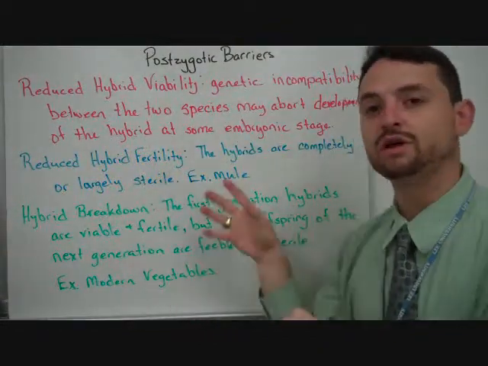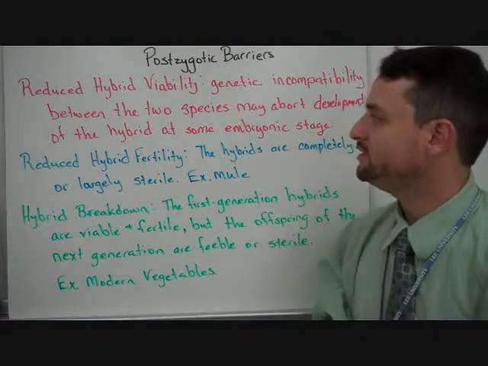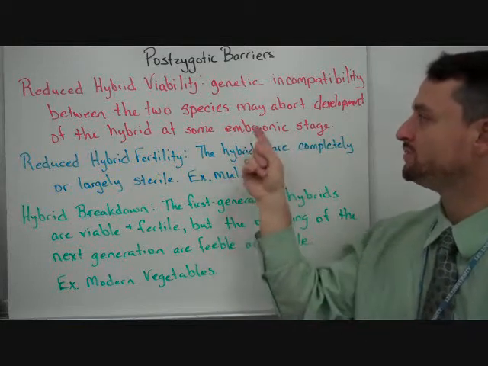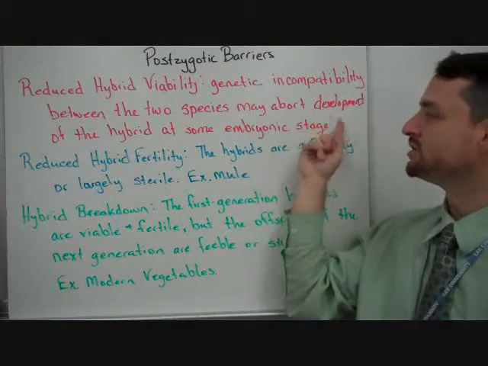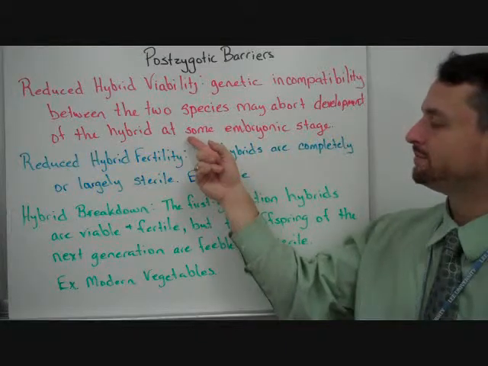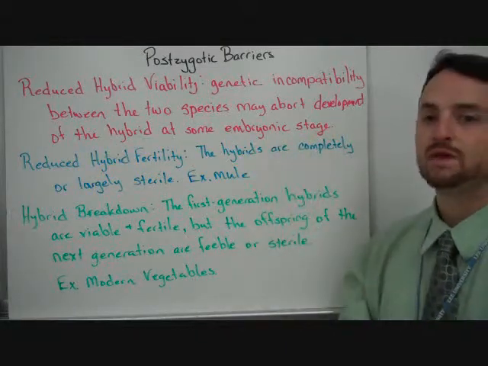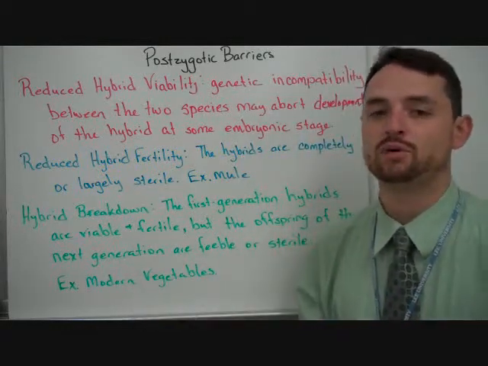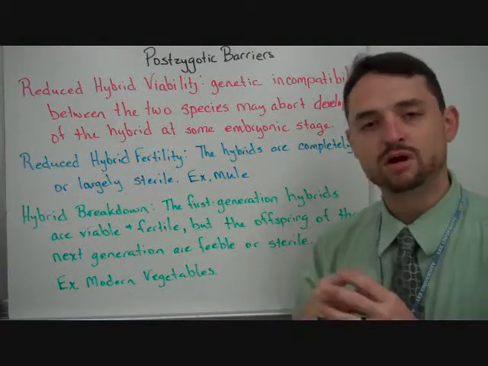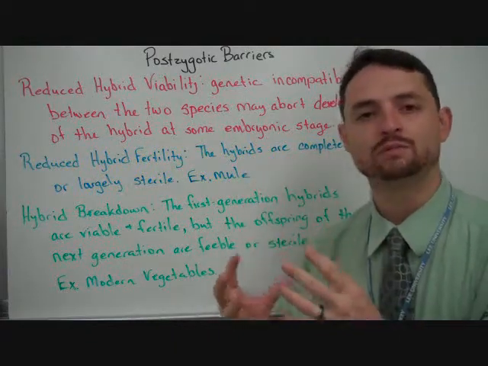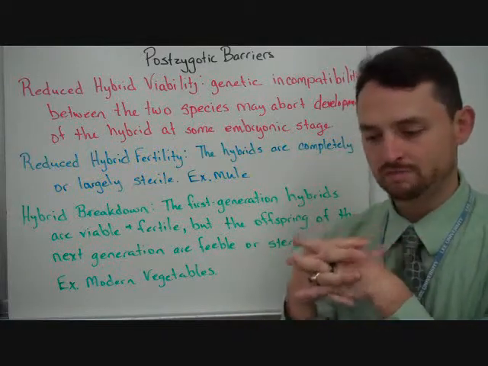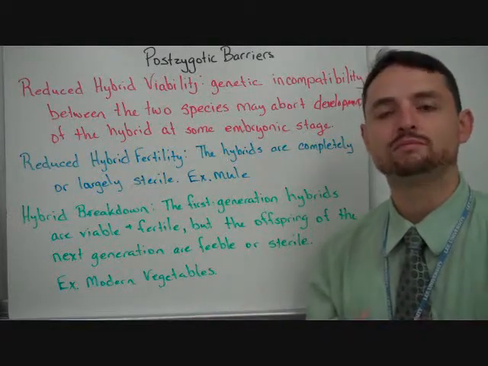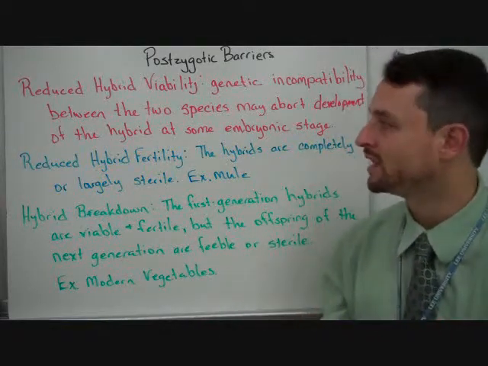So now we've got the three post-zygotic barriers. In these you have reduced hybrid viability, and this is where the genetic incompatibility between the two species may cause the abortion of the developing zygote at some stage. So that's just a natural process of aborting that embryo. There has been sperm and egg come together, but at some point during that development, before that organism's born, the body or the female environment or whatever will kick that egg out, abort it, stop the development of it, whatever may be the case.